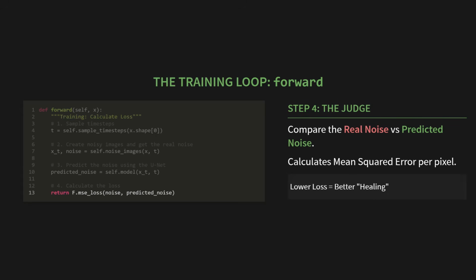Step 4, the judge. The final line is return F.mse_loss(noise, predicted_noise). This is where we judge the model's performance. We compare the real noise, the ground truth, against the predicted noise from our model. We use a simple mean squared error, which calculates the error pixel by pixel. The lower the loss, the better the model is at healing the image. And that's it. That's the entire loop.